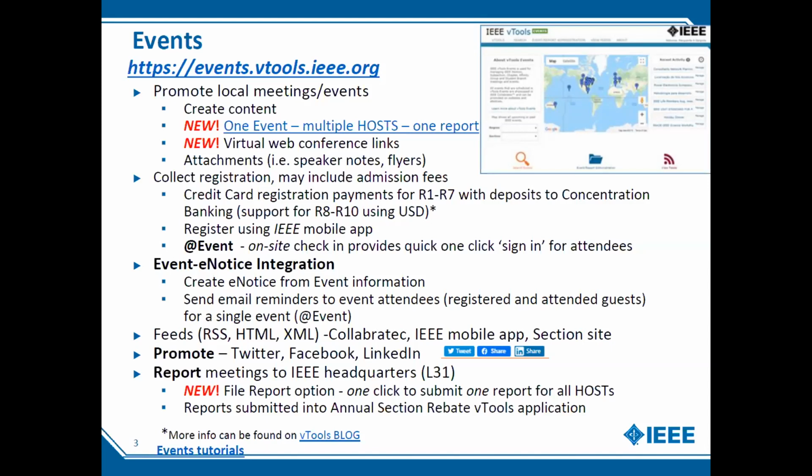You can also register through the IEEE mobile app. And then once you have an event, you want to check in people. We have this thing, it's sort of like its own app within events. You can go to the page and just check in people that have registered, and it's a way to mark your registration, so that you know who came in and who did not.